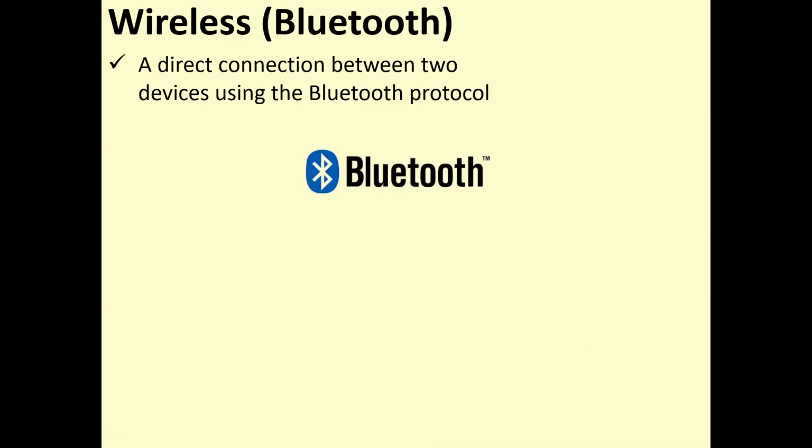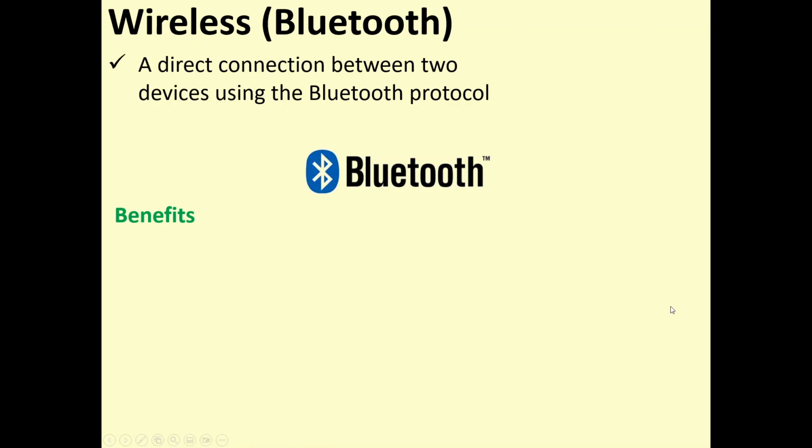Okay, so we've talked about Wi-Fi. There is one other type of wireless connection that you need to know for this exam, and that is Bluetooth. Bluetooth is probably something you know from your phones and things. It is a direct connection between two different devices. For example, connecting your phone to a pair of headphones or connecting your phone to a printer.